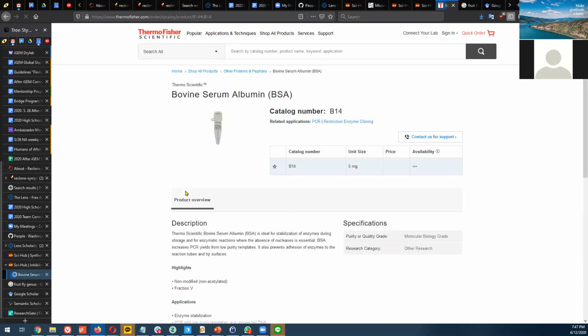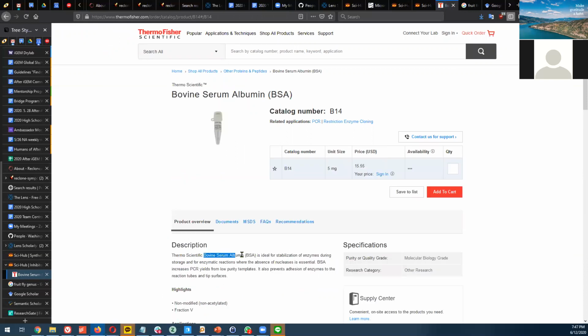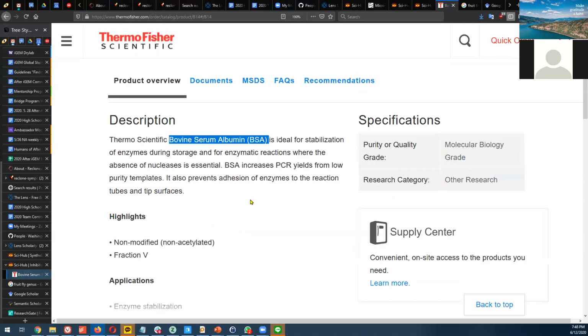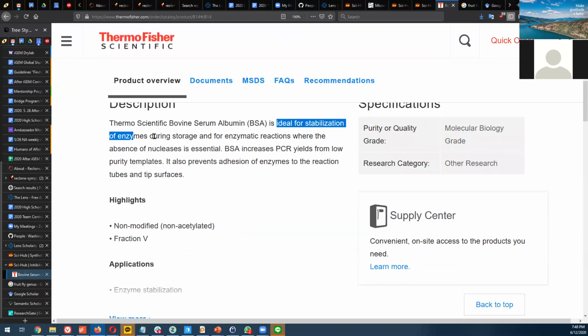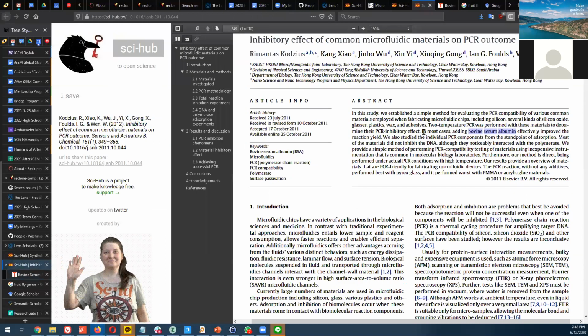It actually says here, bovine serum albumin, there we go, is ideal for stabilization of enzymes during storage and for enzymatic reactions where the absence of nucleases is essential. So essentially what it's saying here is that BSA increases PCR yields from low purity templates. So that's good. I wanted to check to see if this is something that they studied or it's already known. It probably is something that's already known, right?